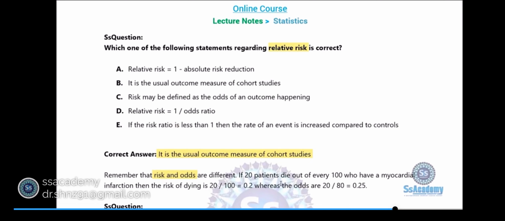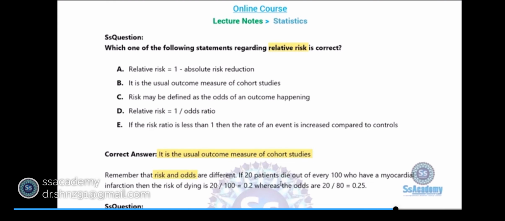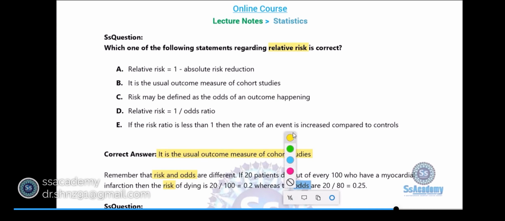If 20 patients die out of 100 who have myocardial infarctions, the risk of dying is 20 out of 100. But the odds will be 20 divided by 80.